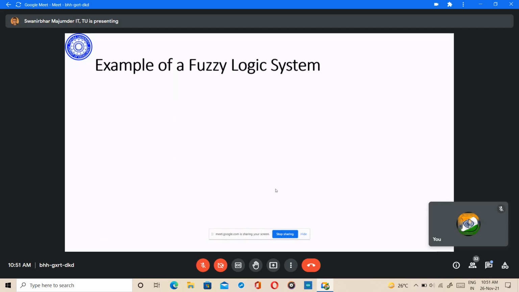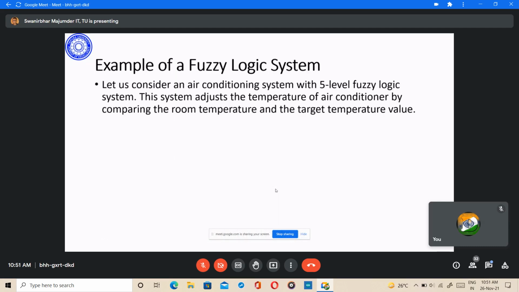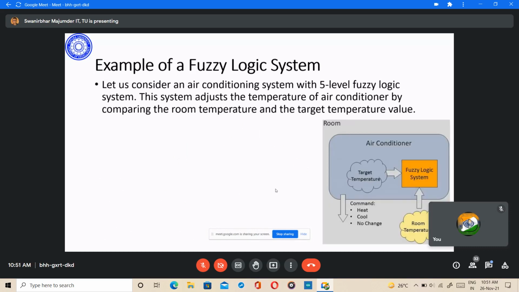So for an example, say we have this air cooler, an air conditioner here. So the commands may be heat, cool, and no change. Heat means you can consider the one becoming heat, and cool means the temperature will be lower, and no change means whatever it is. So you have a target temperature, and the fuzzy logic system will be there, and there is a room temperature. So the target temperature and room temperature you will compare.